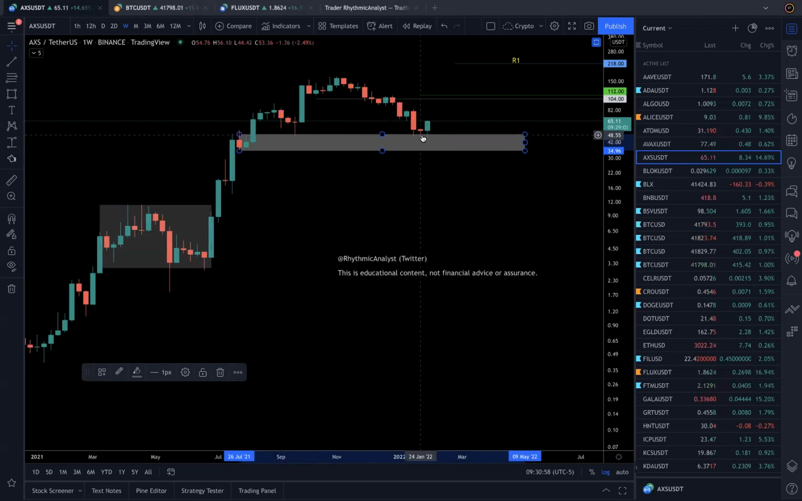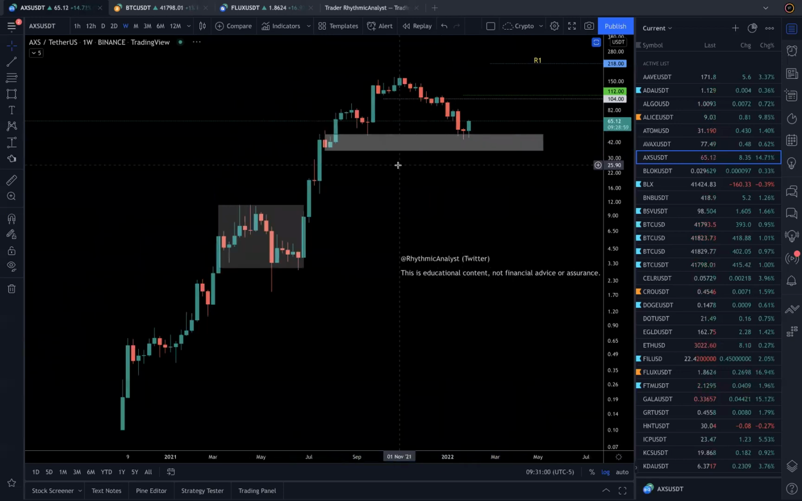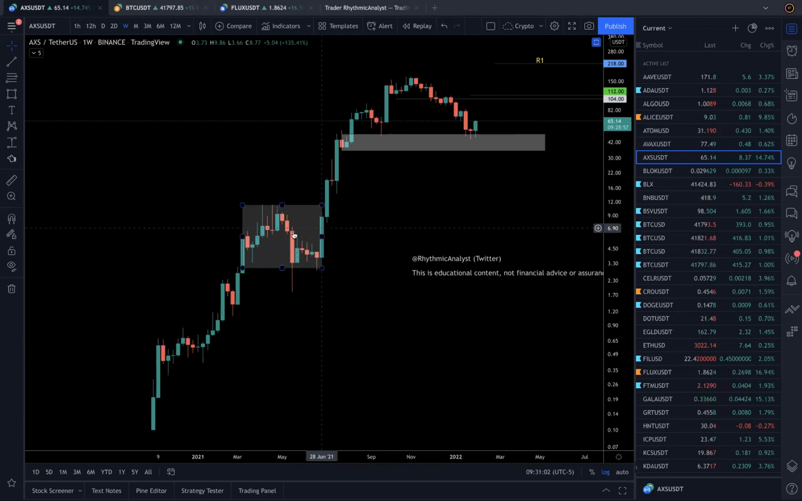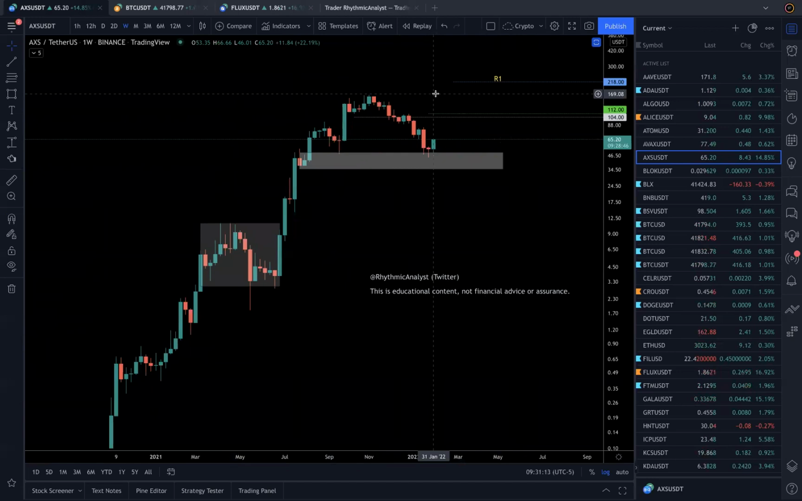So this is pretty good, very positive. There was consolidation here and now consolidating here, and you can expect some time being spent here, and then it should be able to rise from here on. Very positive. So AXS is one of the strongest coins.